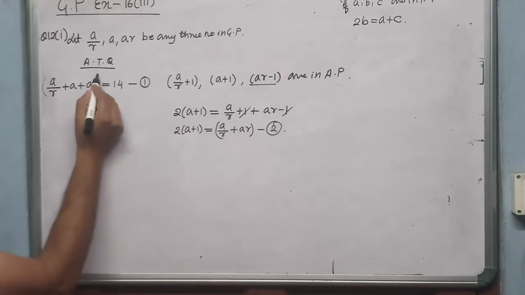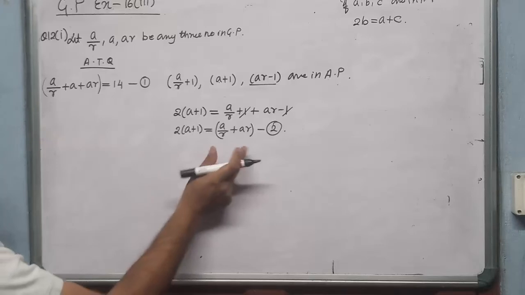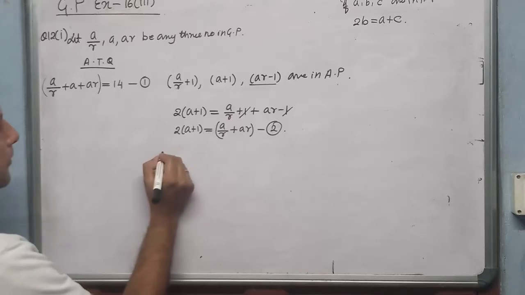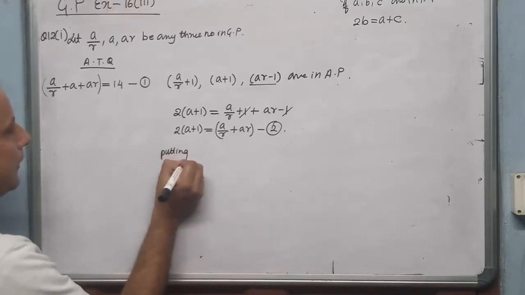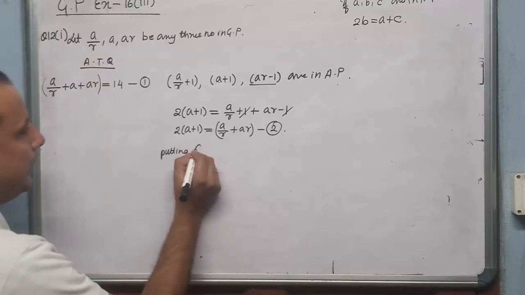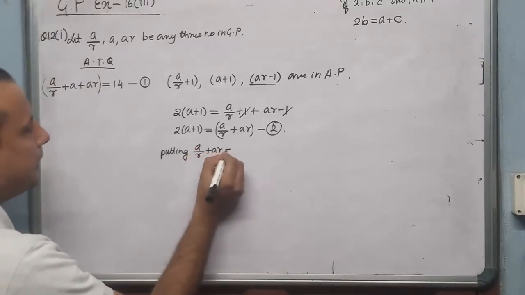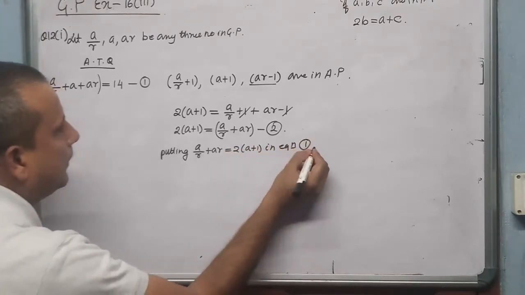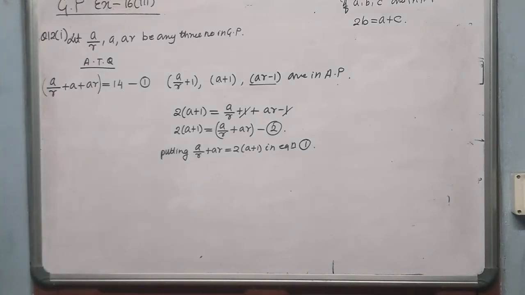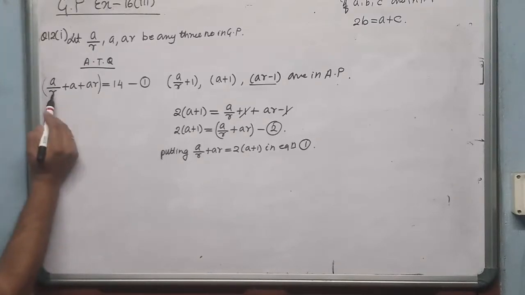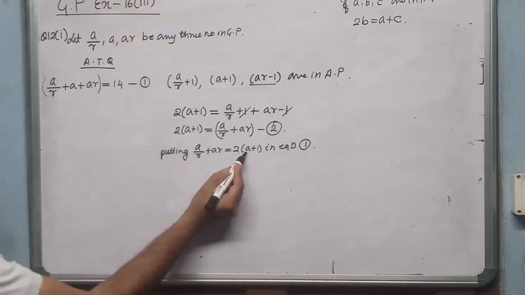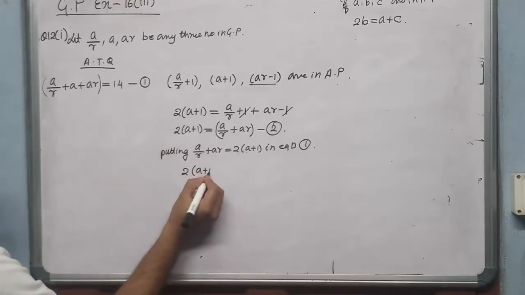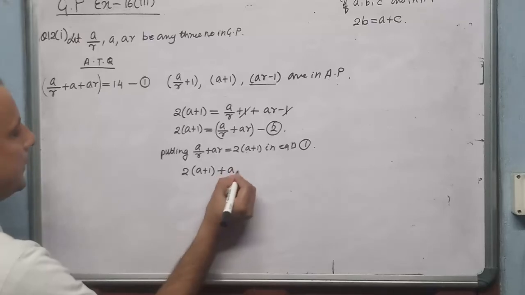Now I'll substitute the value of A by R plus AR in equation number 1. Putting A by R plus AR equals 2A plus 1 in equation number 1, A by R plus AR is equal to, how much can we write? 2 into A plus 1. Then it will be 2A plus 1 plus A is equal to 14.